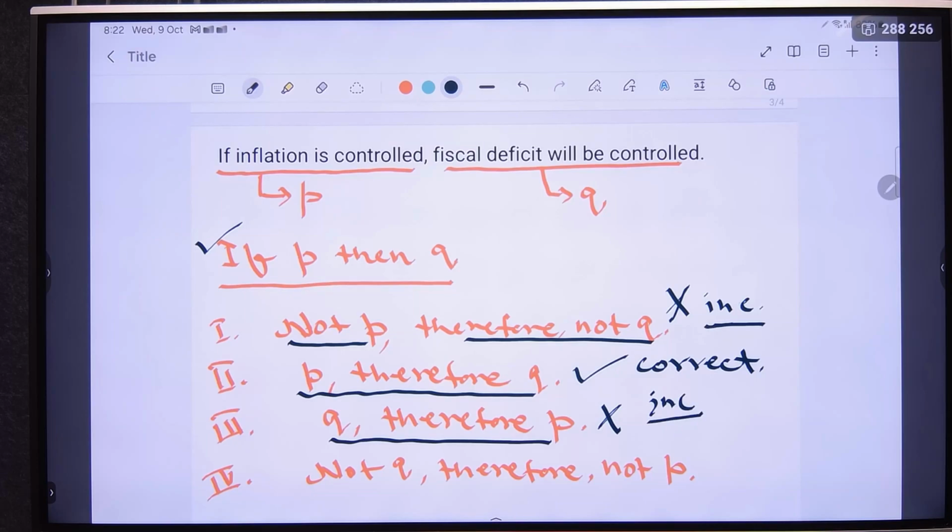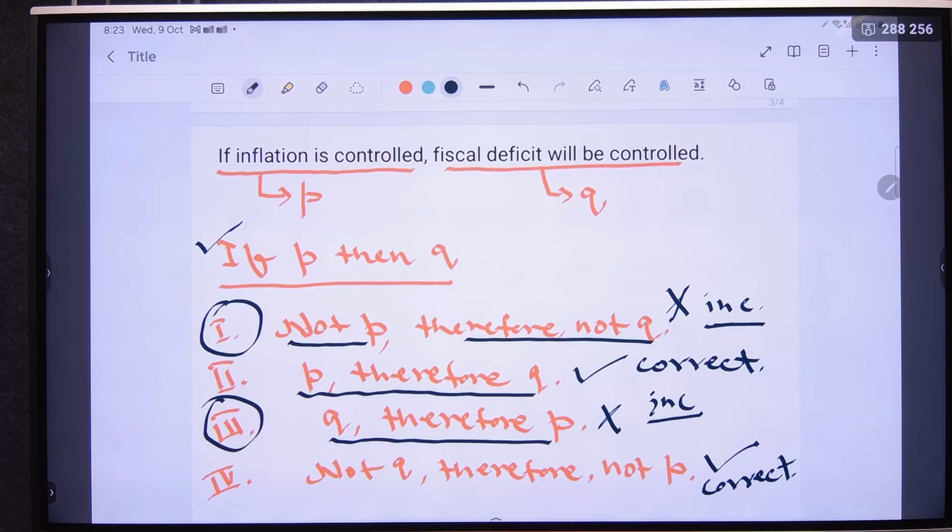And lastly, if not Q, therefore not P. ये आप इसको पढ़ें. If P then Q, not Q, therefore not P. फिजिकल डेफिसिट अगर कंट्रोल नहीं हो रहा है तो इन्फ्लेशन कैसे कंट्रोल होगा? नहीं हो सकता. So this will be a correct inference. Go over these in your own time and think. You will be able to understand the logic. So the incorrect ones are the ones we need to avoid while solving the question.